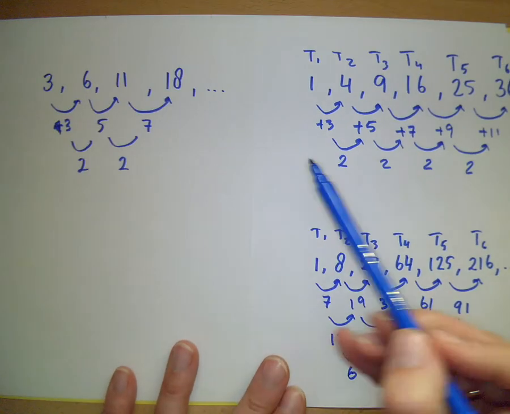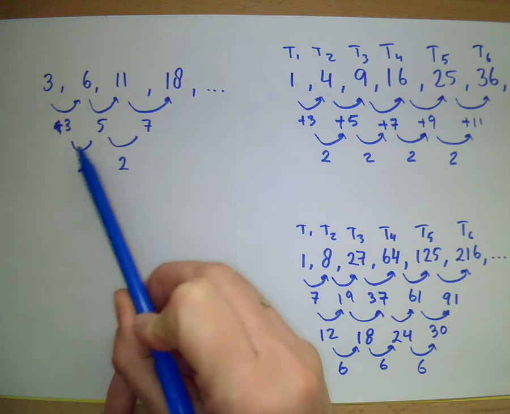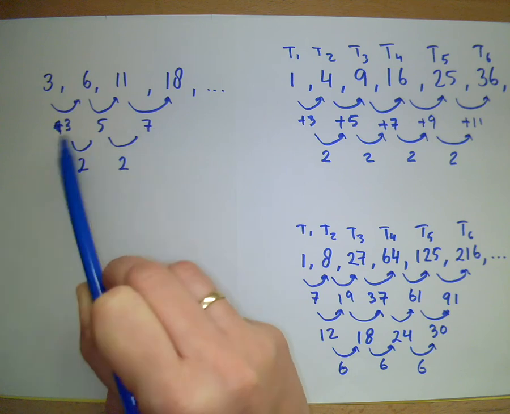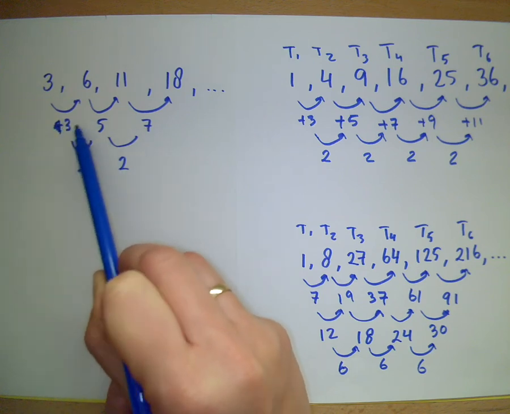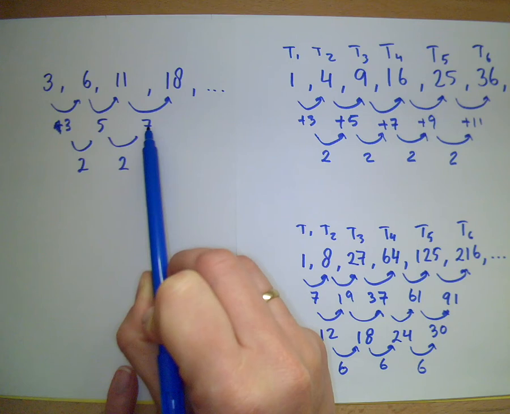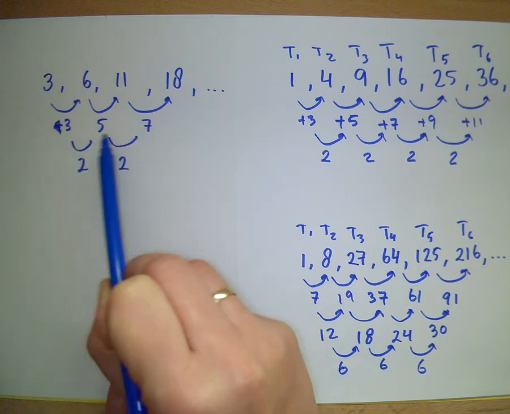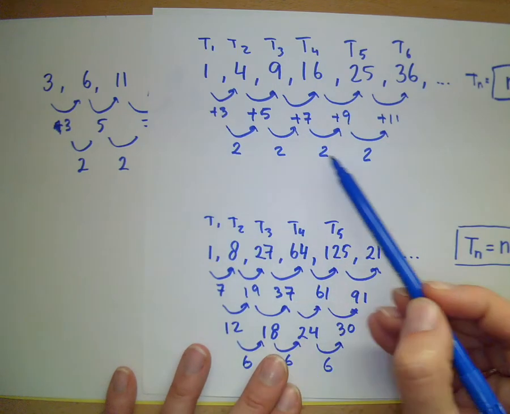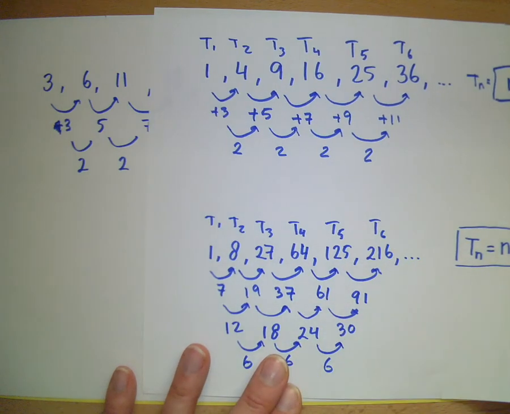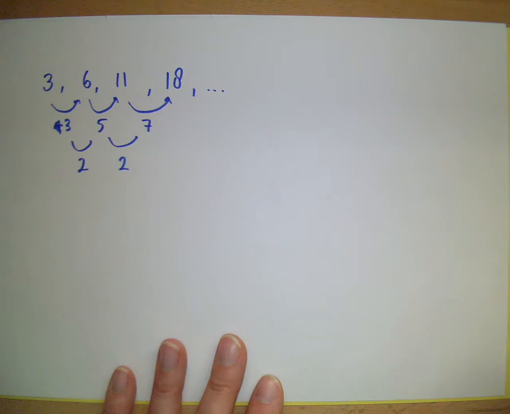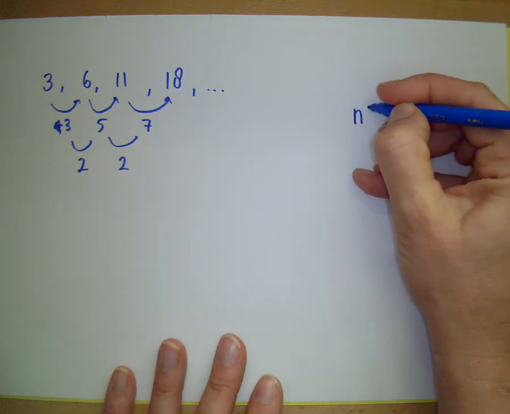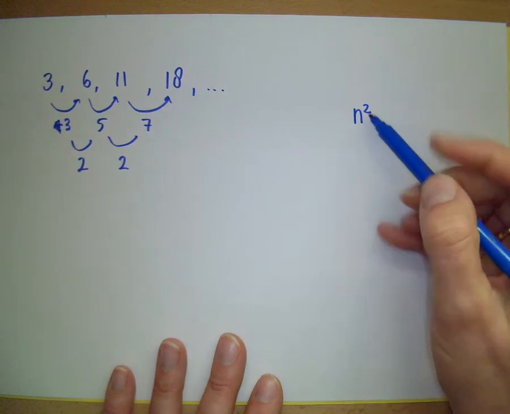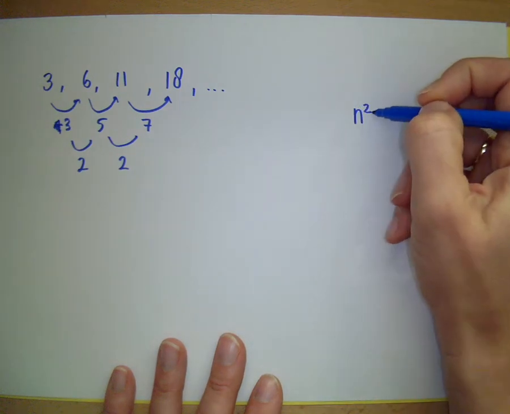Now, do you see how this is the same? We do have a pattern. The differences between the terms are not the same, but the differences between the differences are the same. They're 2, just like they were 2 down here. Now this looks a lot like n squared, right? So we know that our algebraic expression is going to have n squared in it.